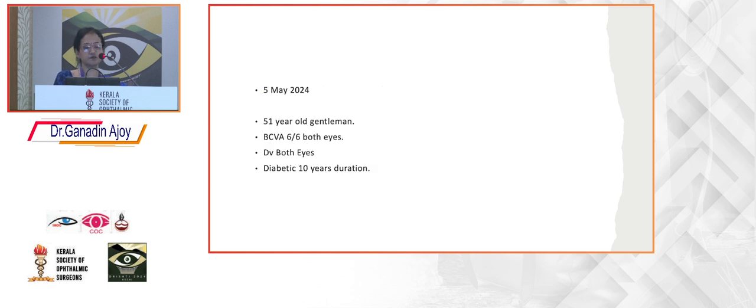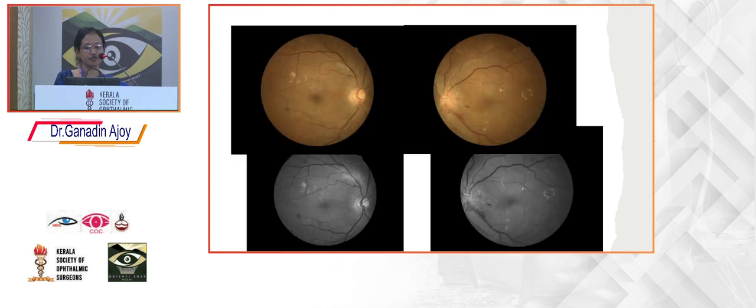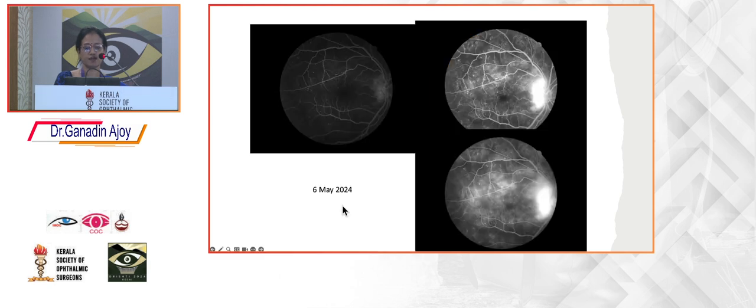Now coming to this particular gentleman, a 51-year-old with best corrected visual acuity of 6/6 in both eyes. He came to us with defective vision in both eyes. He is diabetic of 10 years duration, and this is the picture. He has disc edema in both eyes, sectoral in both eyes. It is not very well seen in this image, but the FA of the right eye shows initial hypoperfusion with late leak and even perifoveal, macular leaks.